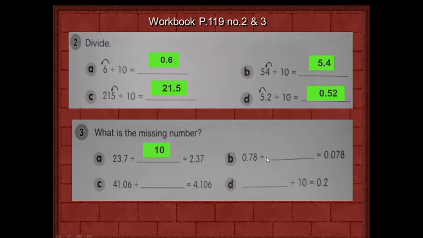And then B, 0.78 is divided by what number equals 0.078? In the original, the decimal point is between 0 and 7. Now it is between 0 and 0, so it moved to the left. How many times? One time, so it is divided by 10.